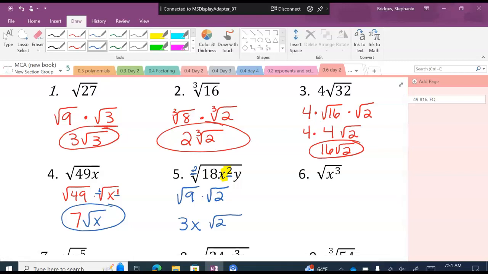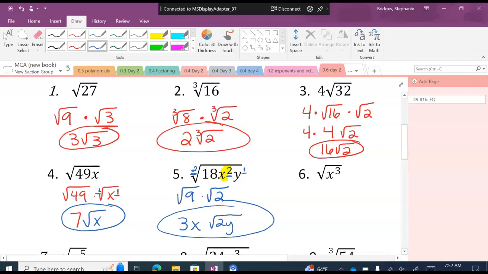And then I'm going to deal with the y's. What's the exponent on the y? 1. Does 2 divide into 1 evenly? No. So where does that y need to go? In the front of the radical or under the radical? Under the radical. It cannot simplify. So our answer is going to look just like that. 3x times the square root of 2y. So far, so good? Kind of, maybe?